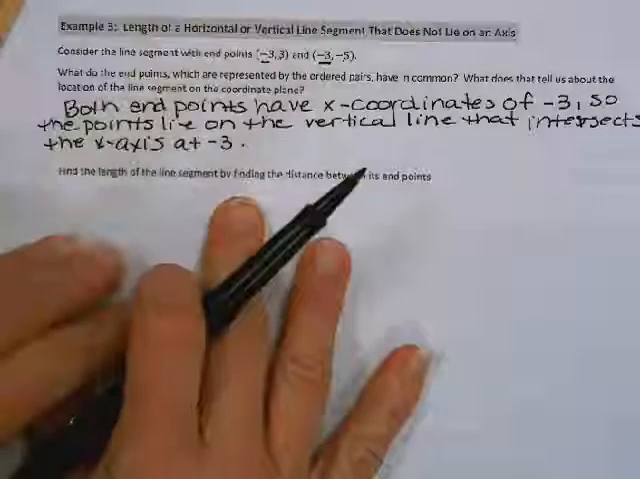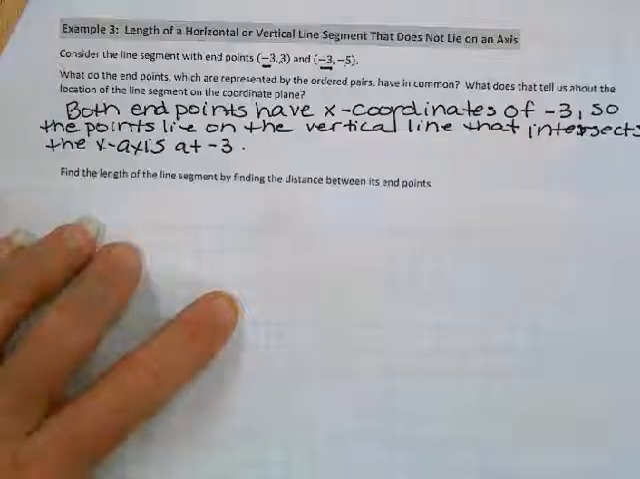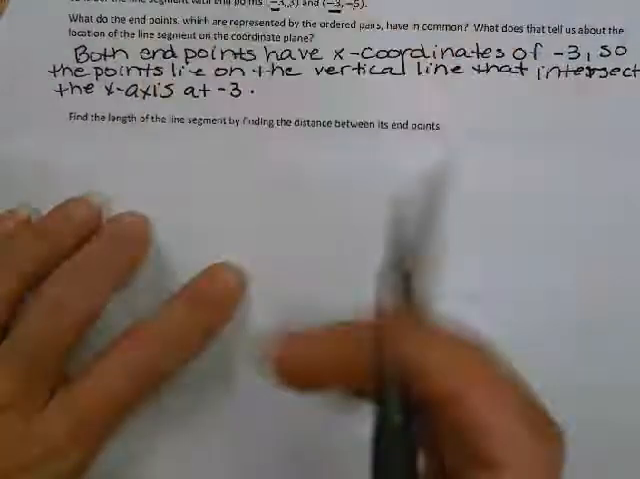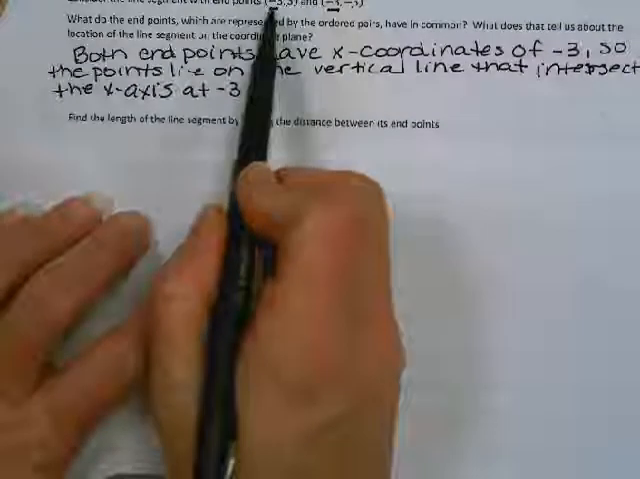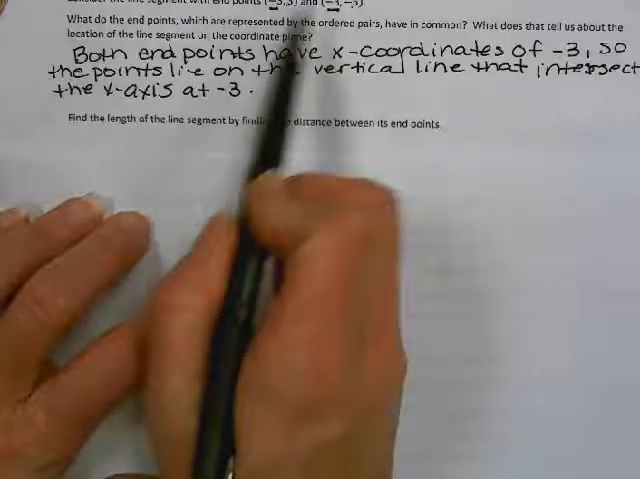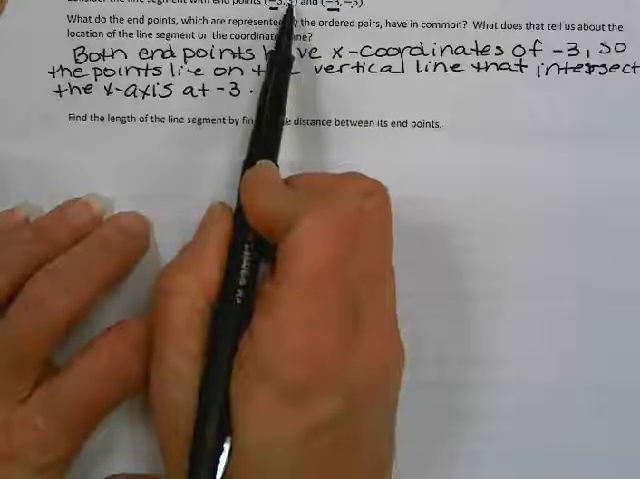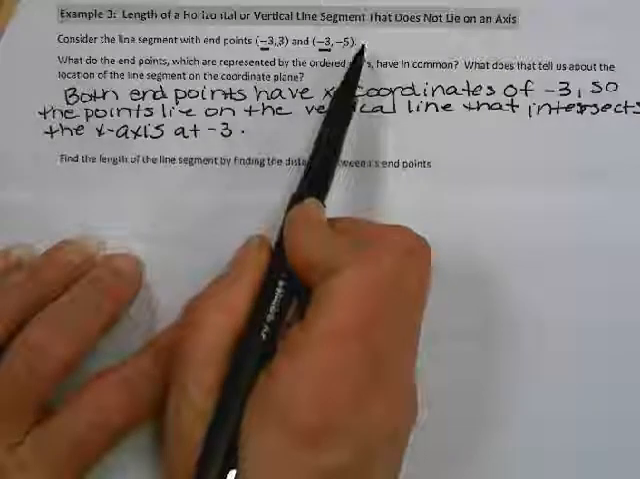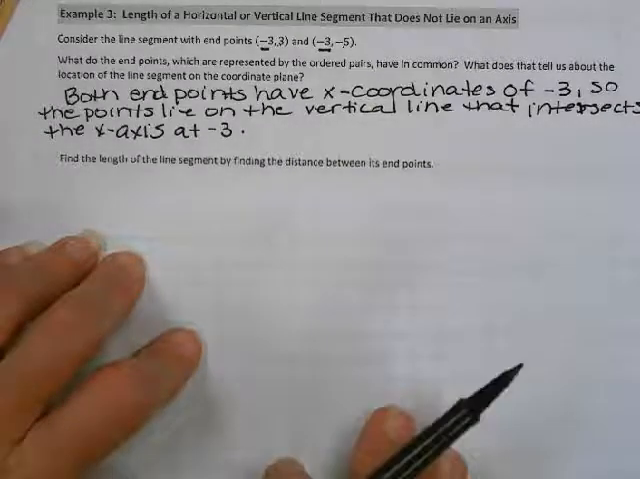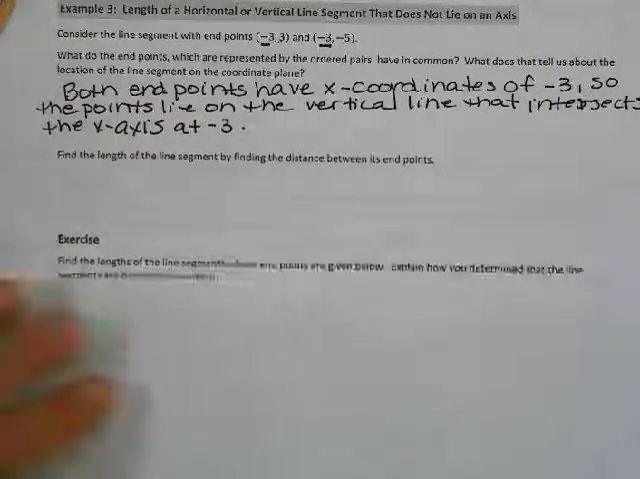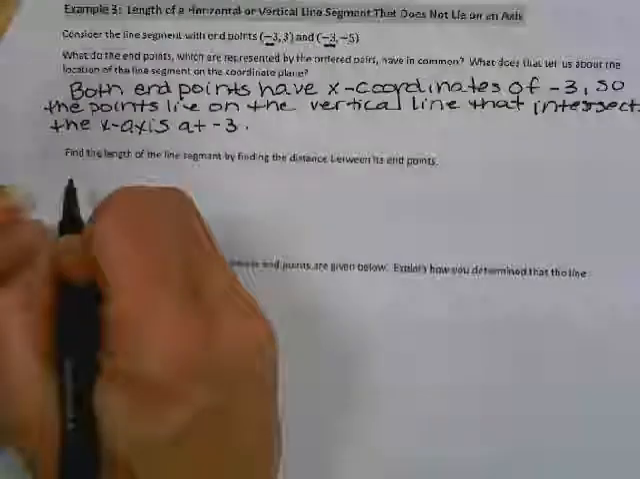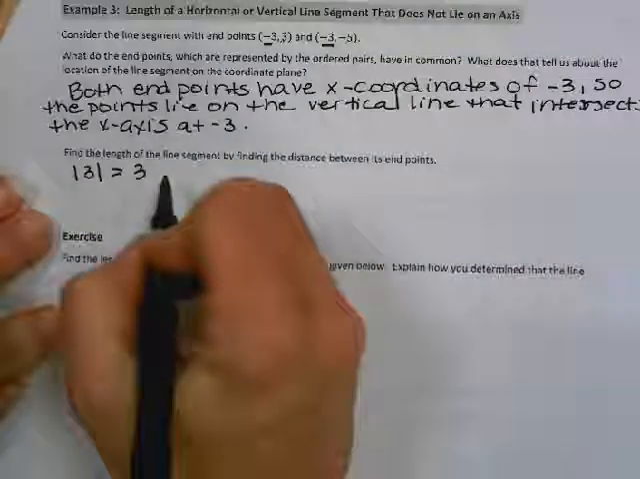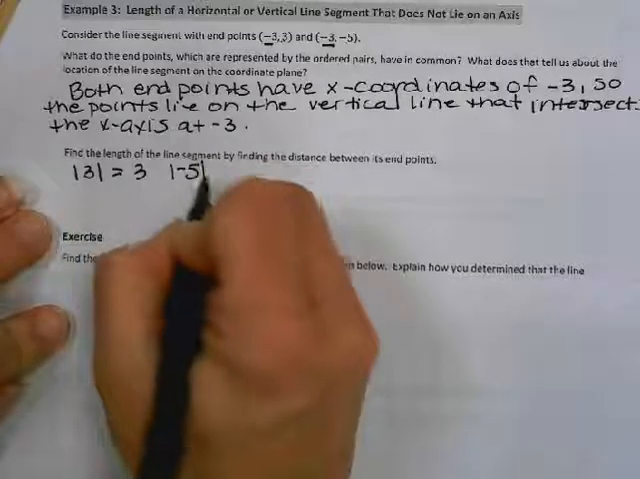The next question says, find the length of the line segment by finding the distance between its points. So again, we're going to do that absolute value. So I know my x-coordinates are the same, -3, -3. So I'm looking at the absolute value of the y-coordinates. This ordered pair's y-coordinate is 3, and this ordered pair's y-coordinate is -5. So if I'm finding the length of the line segment, I first find the absolute value. So the absolute value of 3 is 3 because I want to know that distance. The absolute value of -5 is 5.